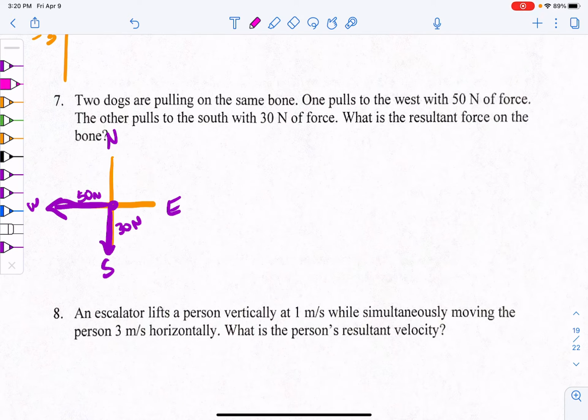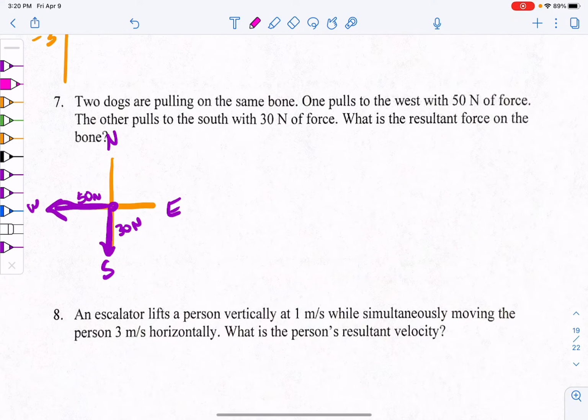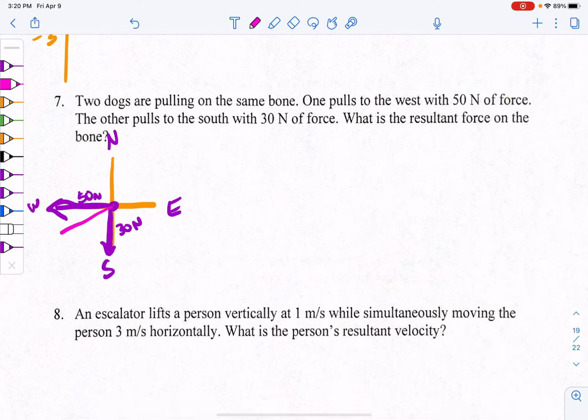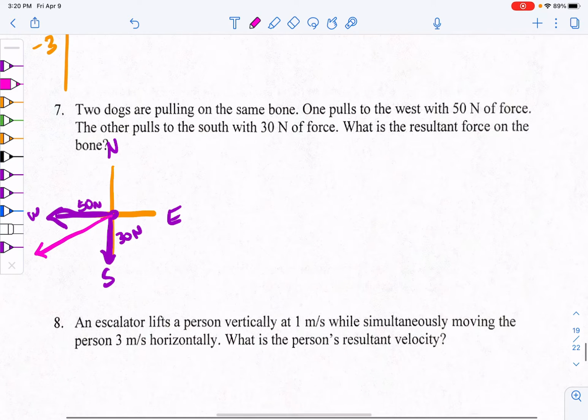So if the two dogs are pulling on the bone in that direction, let's think about where that bone is going to end up, okay? If it snaps out of both of the dogs' mouths, or drags the two dogs along, they are going to get dragged this way, but it's going to get dragged a little bit closer this direction because it's 50 newtons of force versus 30 newtons. So the one dog is going to drag it further. It's kind of like a tug of war, you know, the more force is going to pull it in that direction, okay?